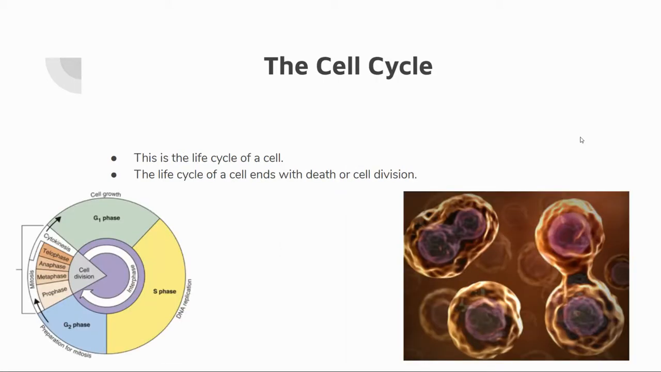All right, so the cell cycle. This is the life cycle of a cell, and the life cycle of the cell ends with the death or the division of the cell. Once a cell dies, of course, the life cycle is over, or once a cell divides, then that particular life cycle of the cell is over and a new one begins.